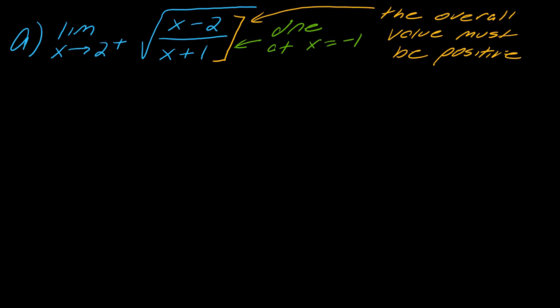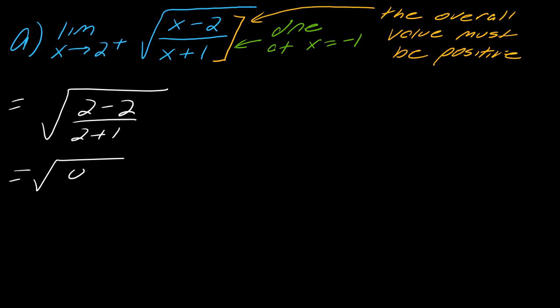So one will go the quick way. Just by looking at this, I really can't see any issues why plugging in 2 is a problem in this case, and we're really approaching 2 from the right. So if I were to plug in 2, just look at what happens. I get 2 minus 2 over 2 plus 1, so I get the square root of 0 over 3. So I ultimately get the square root of 0, which is 0.